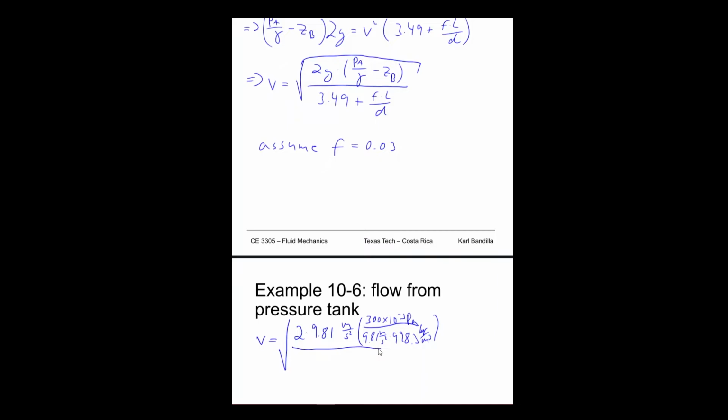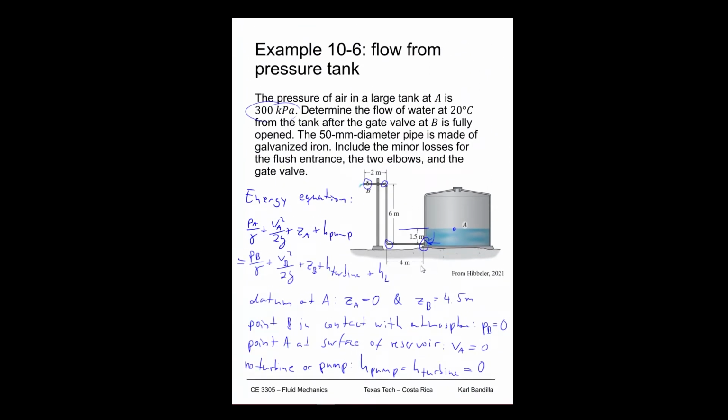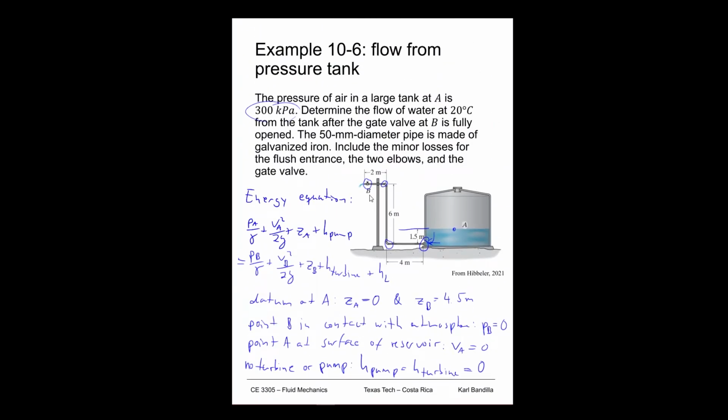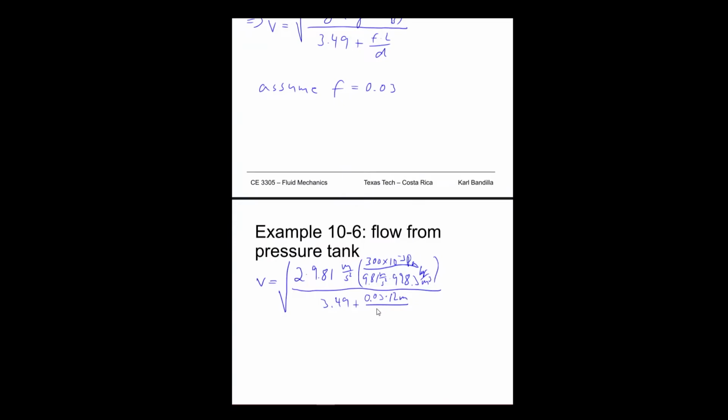And then we need to divide this by 3.49 plus f, that's the one that we just assumed, 0.03. The length, let's see how long our pipe is. So we have 4 meters here, plus 6 meters there is 10 meters, it's 12 meters long. Right? That's how long my flow is. Times 12 meters divided by the diameter. Diameter is 50 millimeters, so 0.05 meters.